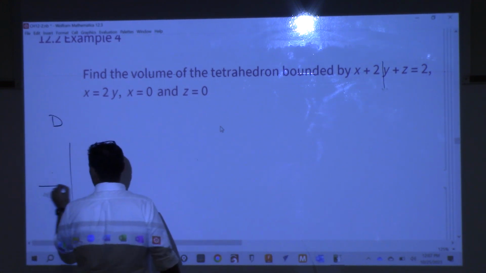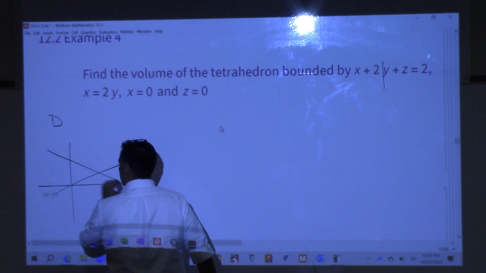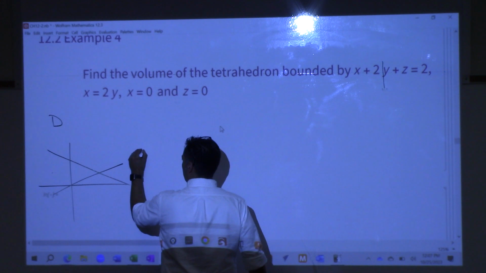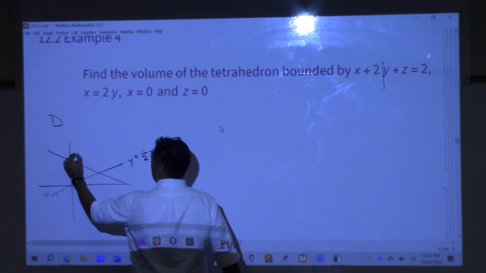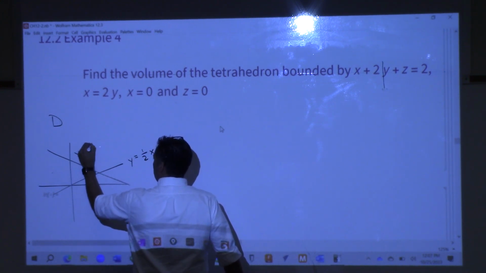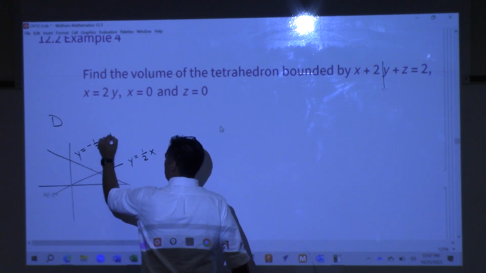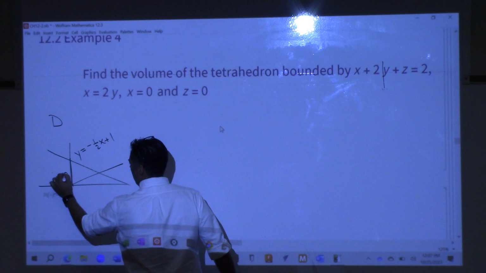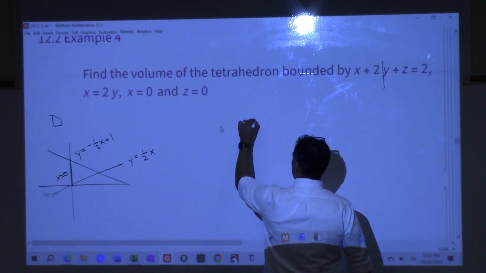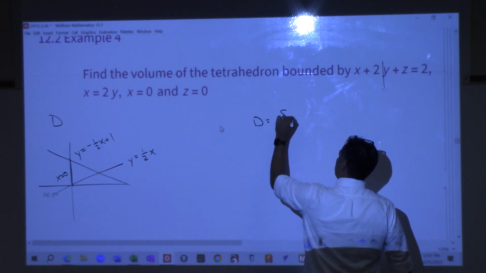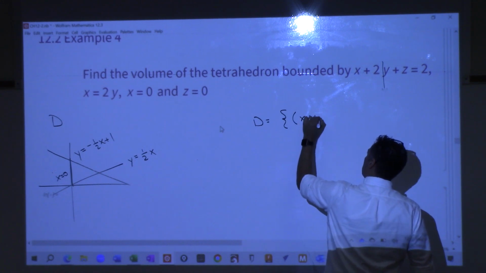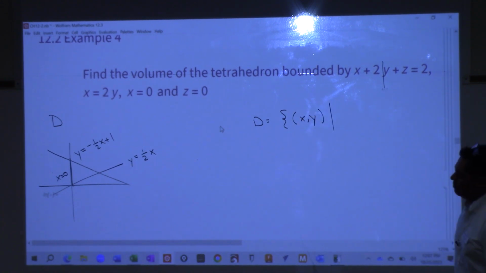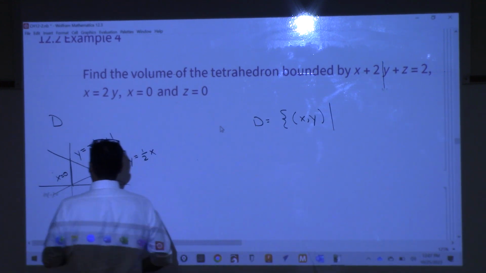Okay, draw that picture again real quick for you. This was y equals 1/2 x, right? And this one was y equals negative 1/2 x plus 1, right? And then this one was x is 0. Okay, so tell me about that domain. It's the set of points x, y. Type 1, type 2? What do you think? This region right here.